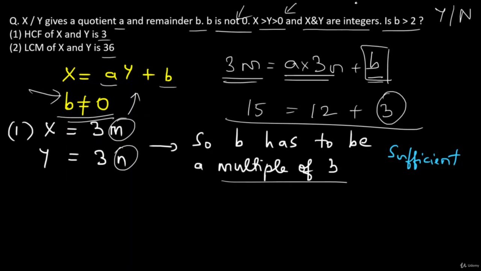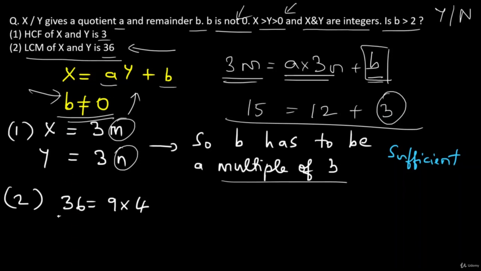Alright, now let's proceed to statement 2 here. That is, the LCM of x and y is 36. So I know 36 is equal to 9 into 4. So let's take a few sets of numbers which have 36 as the LCM.